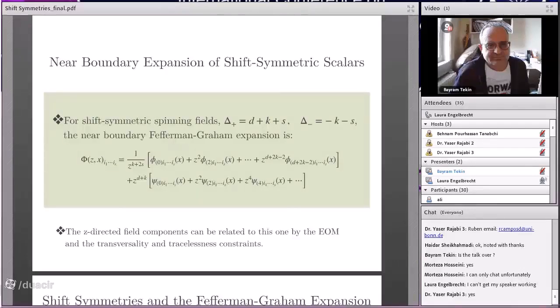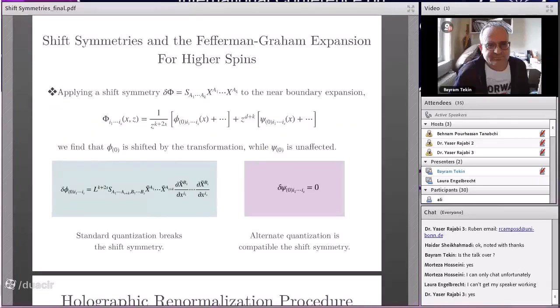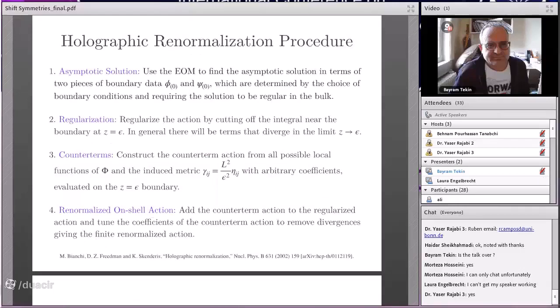You can do the same thing for the spinning fields. And so for the spinning fields, you get delta plus to be d plus k plus s, and for delta minus, it's minus k minus s. So this is what the Fefferman-Graham expansion looks like. And if we look at how the shift symmetry affects this, again, we find the exact same results. So we find that phi 0 is affected, but psi 0 is unaffected. So standard quantization breaks the shift symmetry, but alternate quantization is compatible with the shift symmetry.